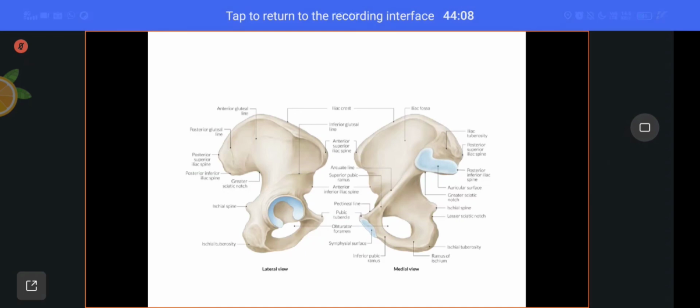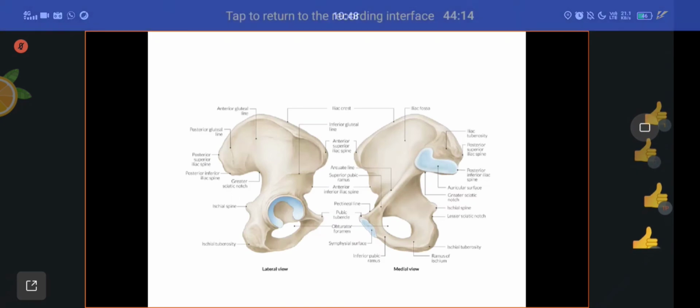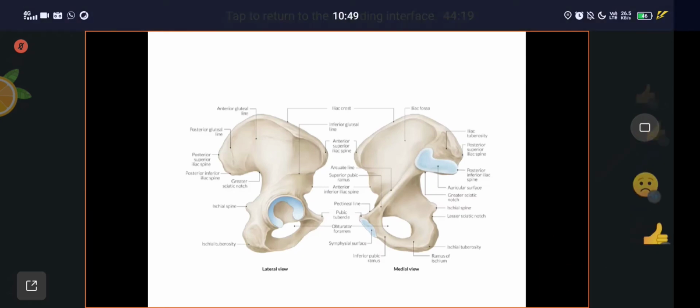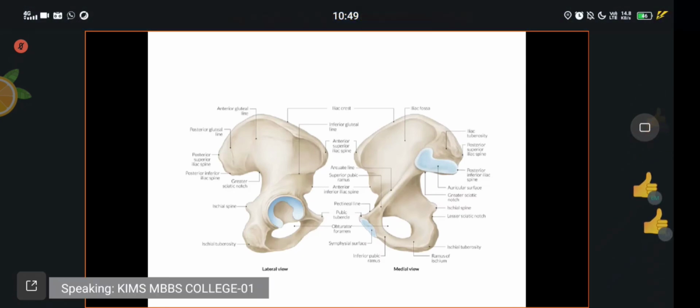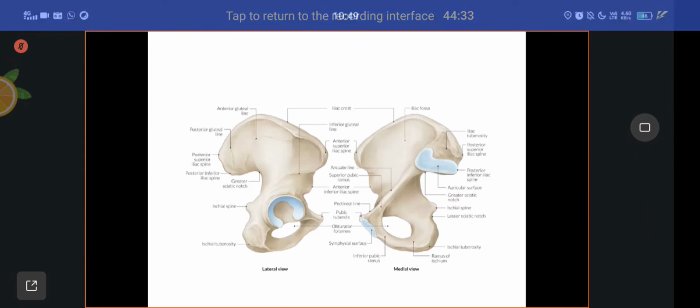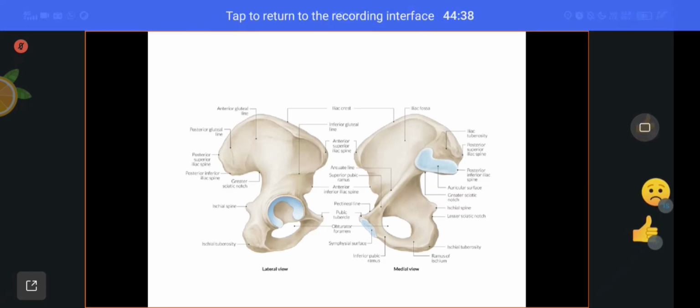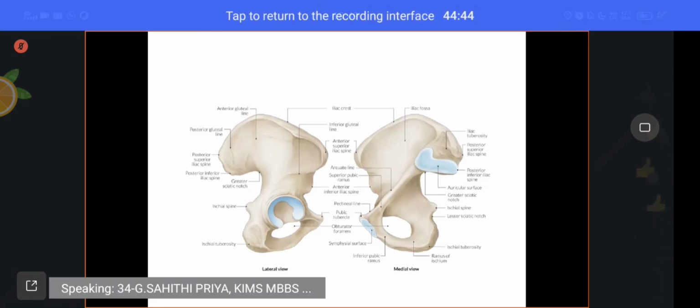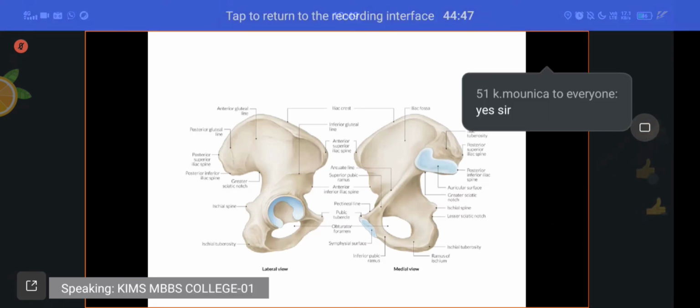Have you understood the ilium? Please answer. So I told you the upper end, lower end, anterior border, posterior border, the iliac surface, the sacropelvic surface, and also the gluteal surface. And also I have told you about the muscles which get their origin. How many of you have understood? Please answer. Yes, sir.